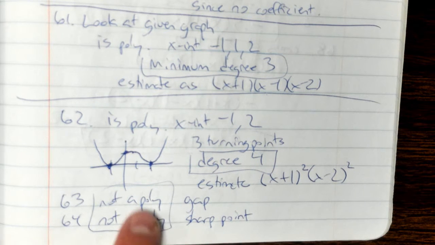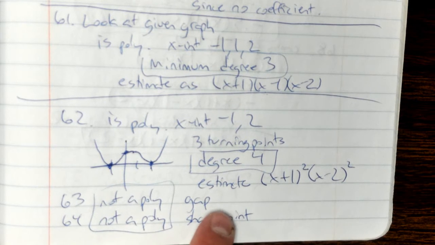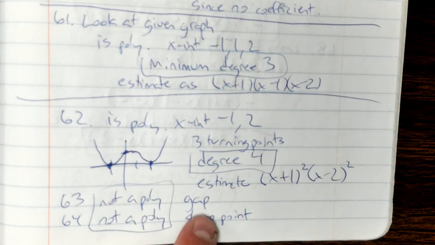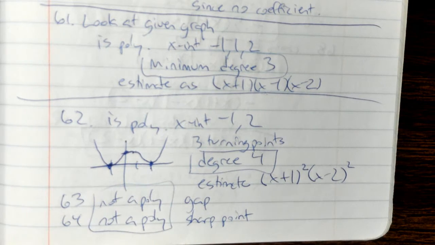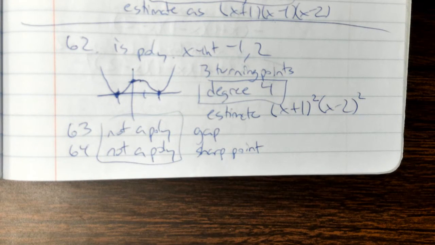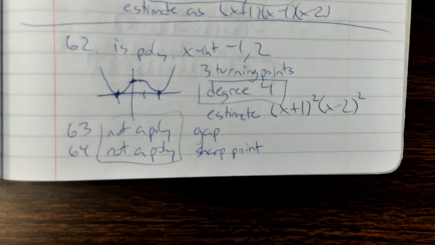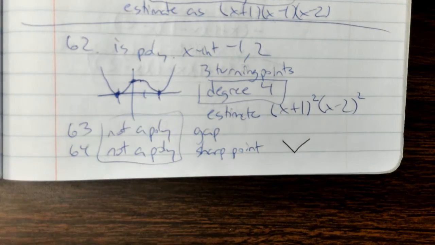Then if you're looking at this part, for 63, it's not a polynomial because there's a gap. And on 64, it's not a polynomial because there's a sharp point. Not a polynomial, gap, and then not a polynomial, sharp point. Because this last one is an absolute value function. The v is the absolute value function.